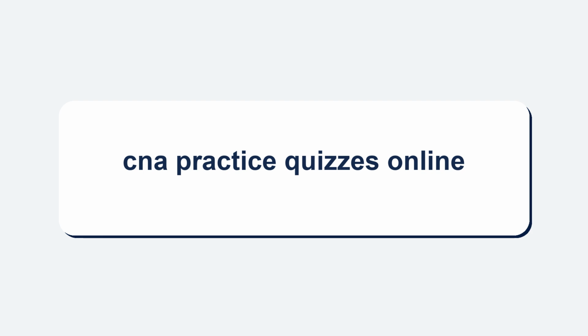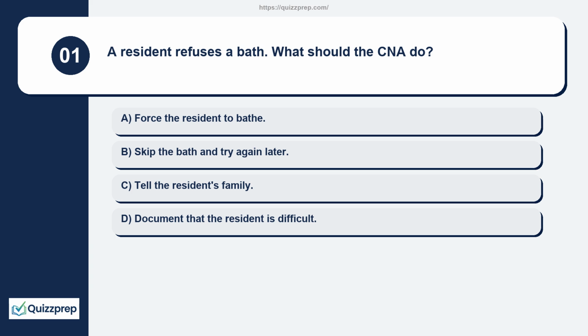CNA practice quizzes online. Question 1. A resident refuses a bath. What should the CNA do? Force the resident to bathe. Skip the bath and try again later. Tell the resident's family. Document that the resident is difficult.